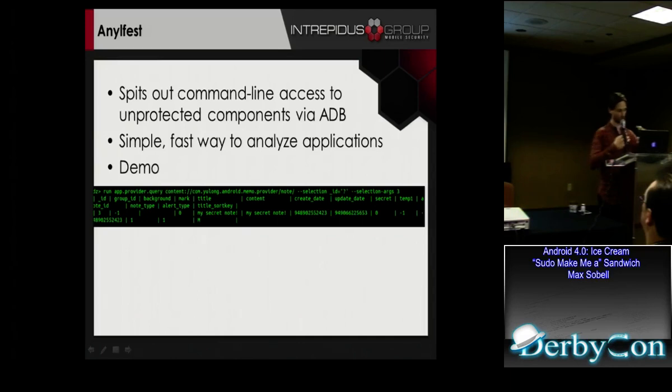You just run it, you pull off the app, you see that it has, I'm sorry, it's really hard to see. You have content, com, ulong, Android, memo, provider, note, and you can select in there and it says my secret note. So it's just a good example of an unprotected content provider that probably wasn't meant to be exported that has all of your notes in it.